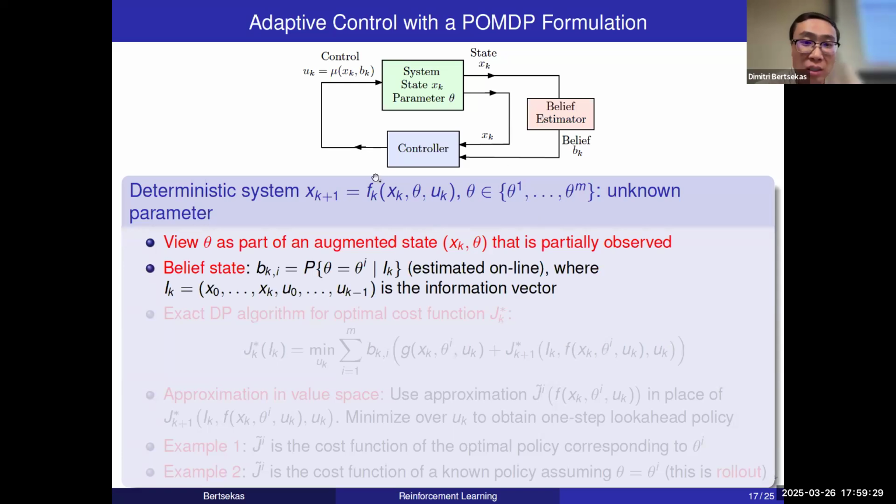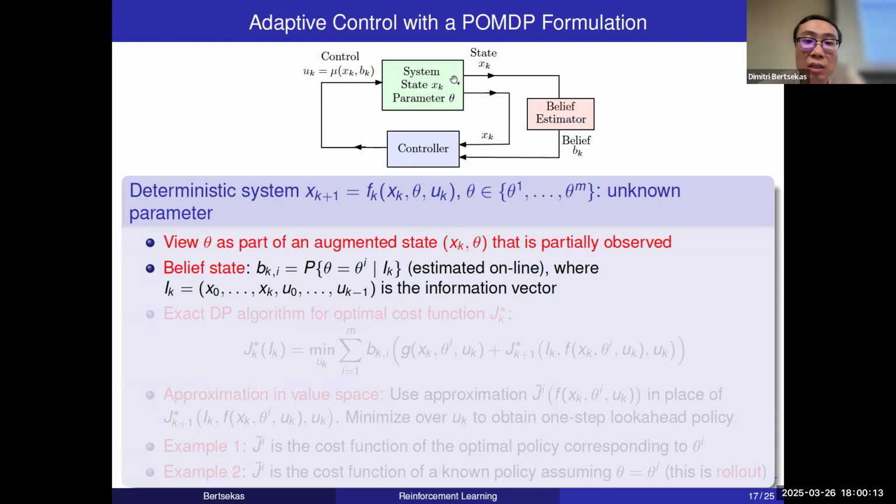To address this problem, a POMDP formulation goes as follows. Given all the information we collected until stage k, which is x0, x1 until xk, as well as the controls u0, u1 until uk minus 1, that is the information vector, we estimate online the probability of the actual theta being equal to theta i. And this is the belief state.